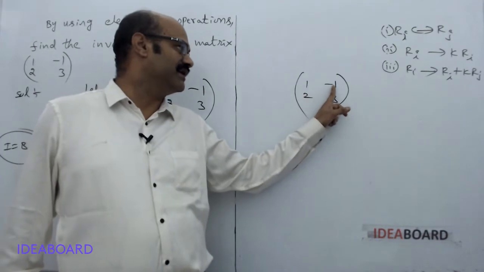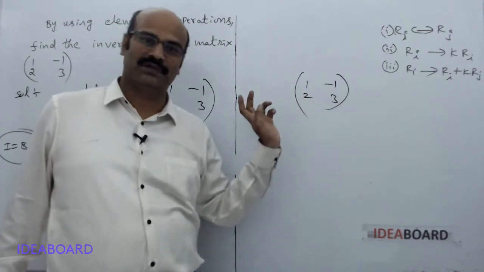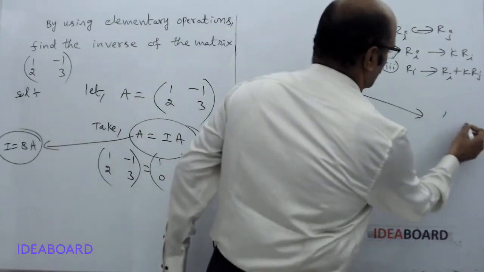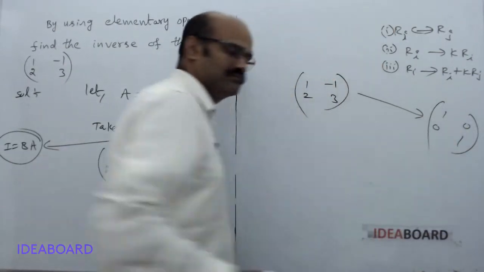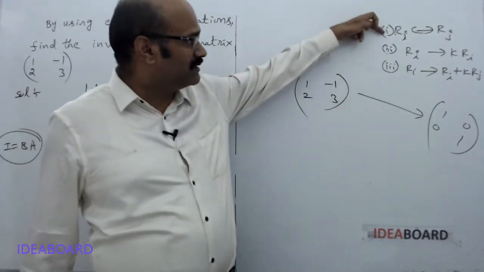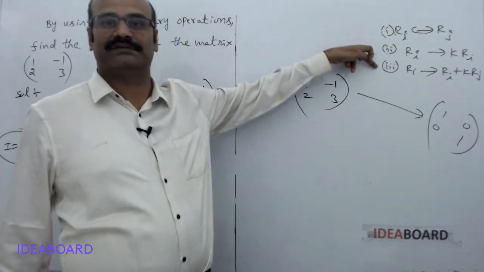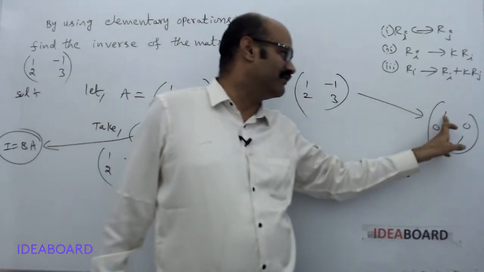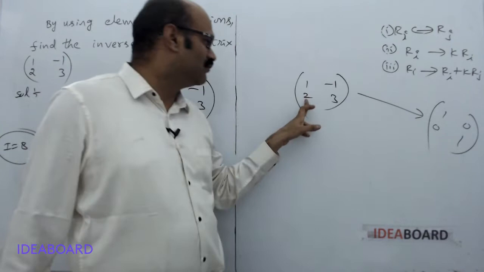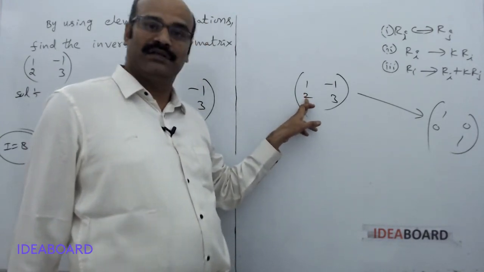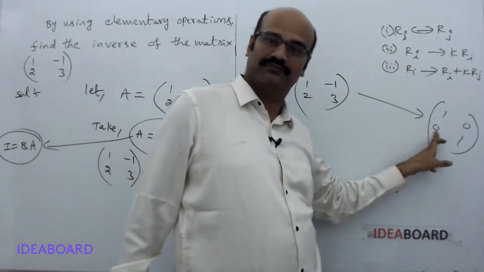Here we have the matrix [1, -1; 2, 3]. Now it should become [1, 0; 0, 1]. Now we have to apply these three operations. So what we should do, in the place of 1 we are having 1 only, no problem. Next we have to write, in the place of 2 we should get 0 here.